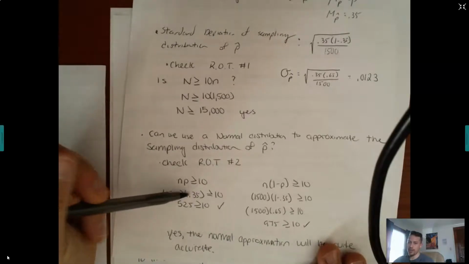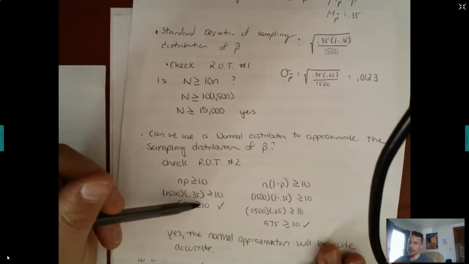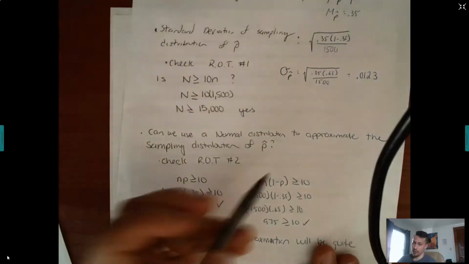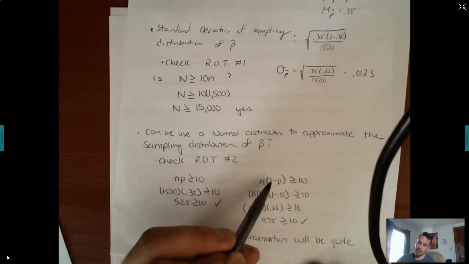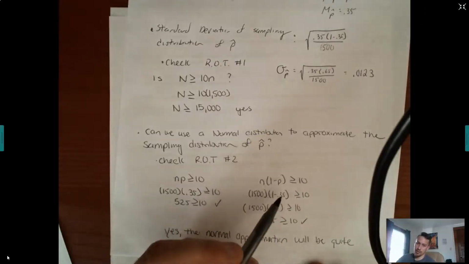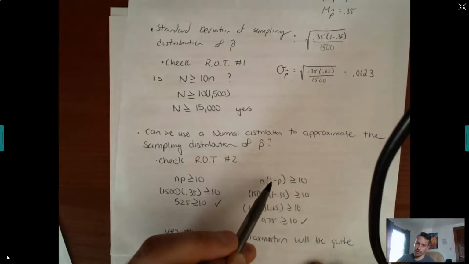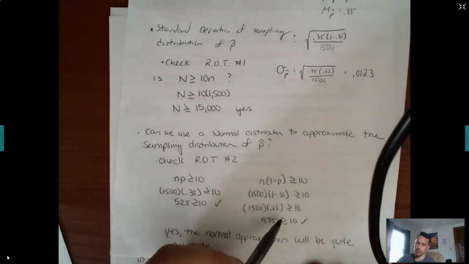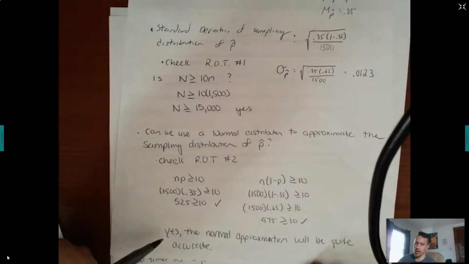1500 times 0.35 is 525, way bigger than 10, so that checks out. But we also need to check the second part of rule of thumb number 2, which is n times 1 minus p is greater than or equal to 10. N is 1500, p is 0.35, so we subtract inside the parentheses to get 0.65. 0.65 times 1500 is 975, which is way larger than 10, so that's a yes as well. So yes, the normal approximation will be quite accurate.